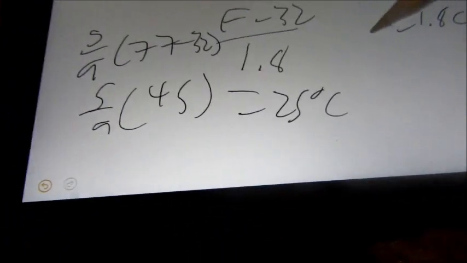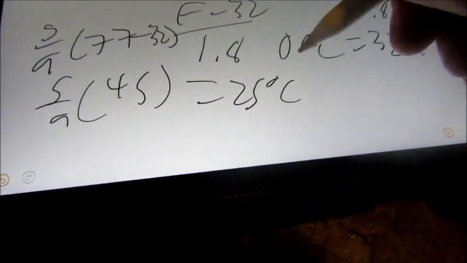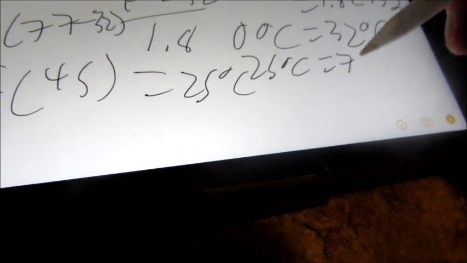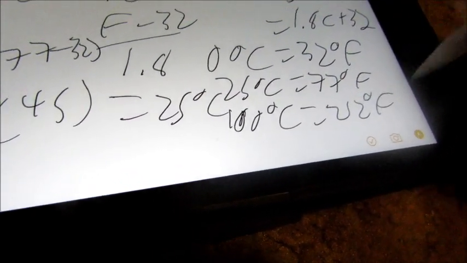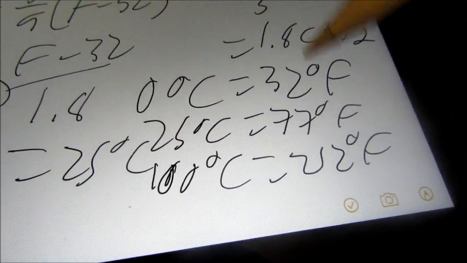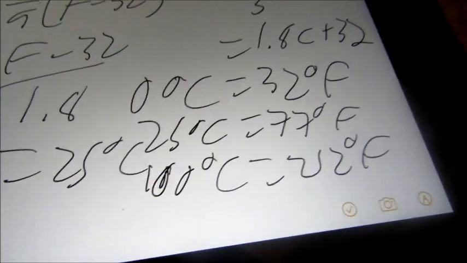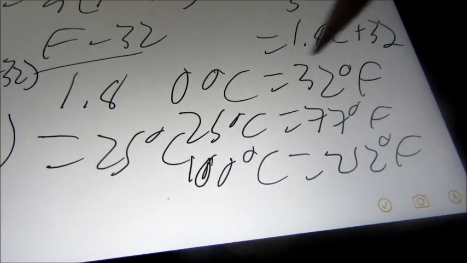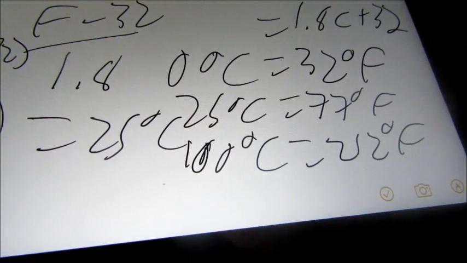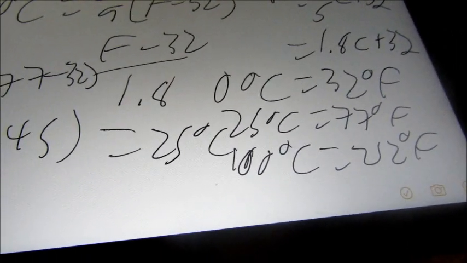A good way to be able to check all of your answers is 0 degrees Celsius equals 32 degrees Fahrenheit. 25 degrees Celsius is 77 degrees Fahrenheit. 100 degrees Celsius is 212 degrees Fahrenheit. If you know these three, then whatever you get, let's say you had 45 degrees Celsius, you know that you're going to need something in between 77 and 212, closer to 77 there.